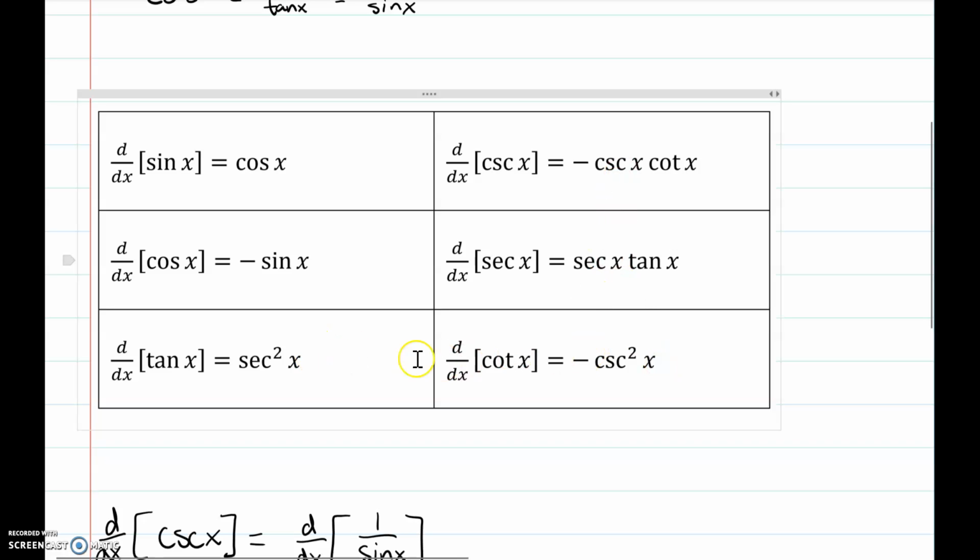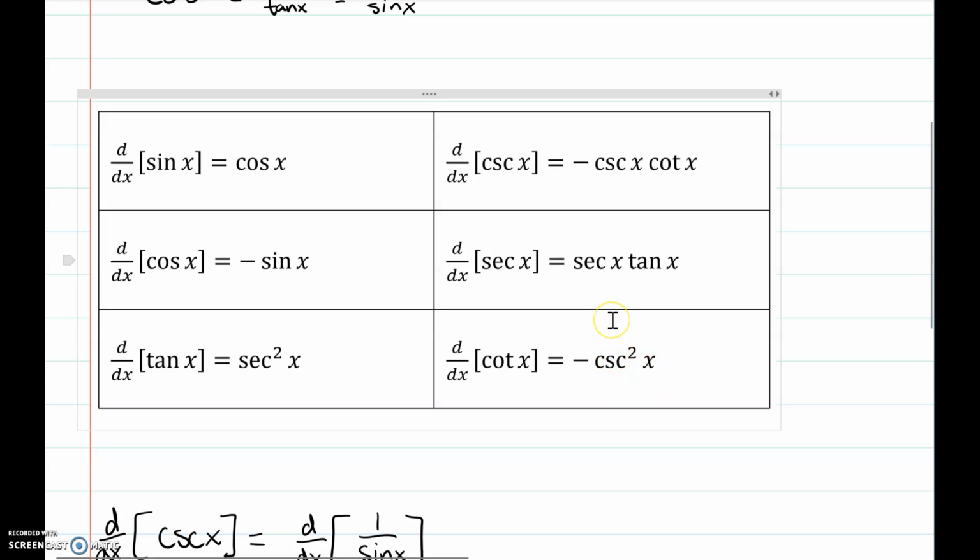And if you just try to memorize all of those, it could be pretty easy to mess up which one needs the positive, which one needs the negative, which one has the co. I guess it's kind of convenient that cosecant has cosecant and cotangent. Secant just has secant and tangent. Same with tangent goes to secant squared. Cotangent goes with cosecant squared. So if you want, you can memorize this table, but sometimes our memory fails us, and so it would be useful to be able to figure these things out.